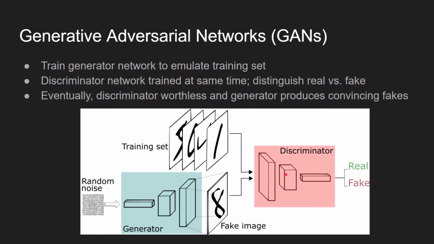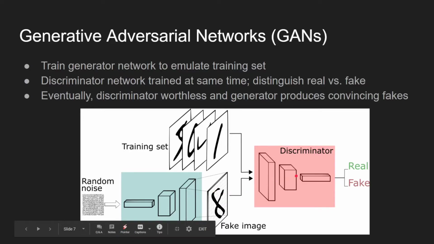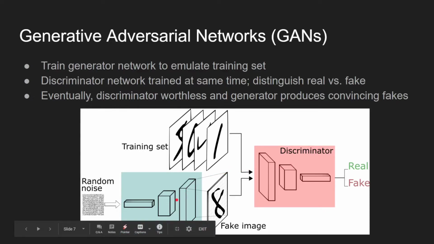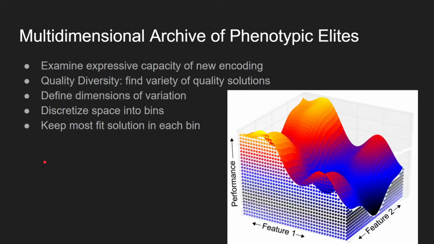As time goes on, they both improve, but when done right, the generator will improve to the point where the discriminator really has no ability to distinguish the fake examples from the real examples. Therefore, at the end of training, the discriminator is worthless, and the generator is skilled at forging new examples that look like they came from the training set, even though they're original.